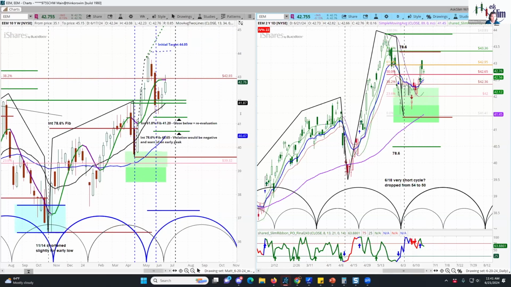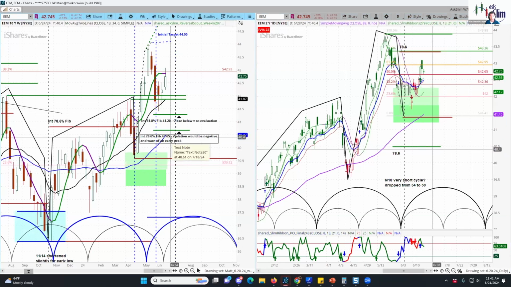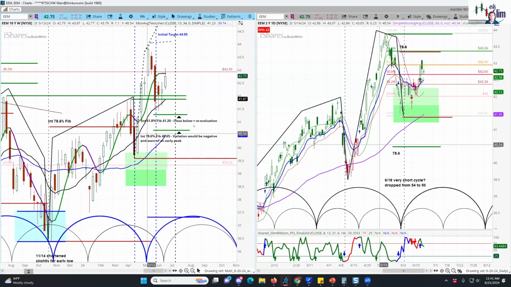And then in terms of reevaluation, there is an intermediate 61.8 fib right here, which is around 41.20. If we got a close on a weekly basis below that, that would require reevaluation of the projections. And if we got a violation below the 78.6, which is around 40.65, that would be negative and be a warning of an early peak, and that would force this trade plan to be negated and a full reevaluation necessary.